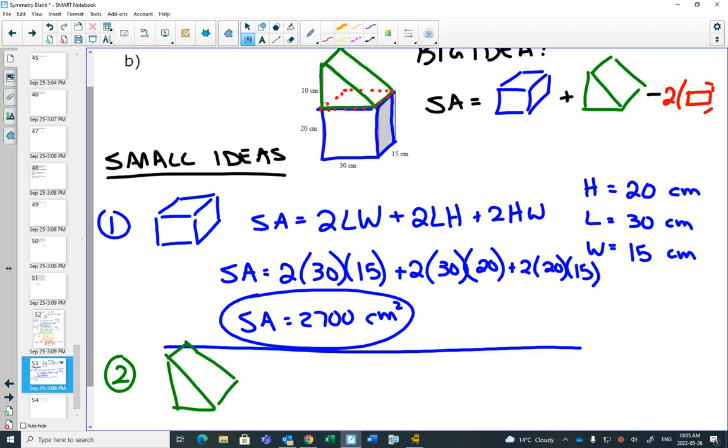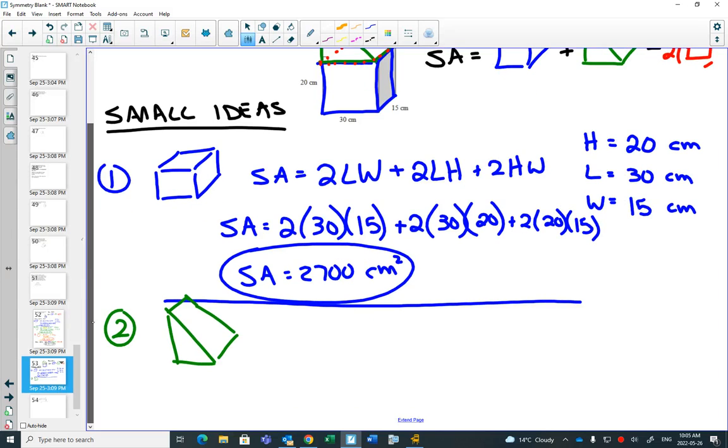So I go to my formula sheet, triangular base prism, and oh, don't you love these ones? The surface area formula on your formula sheet says area of all sides. So in order to do this one, we do have to break it up. How many sides does this shape have? 5 of them. 1 triangle, 2 triangles, and 3 rectangles.